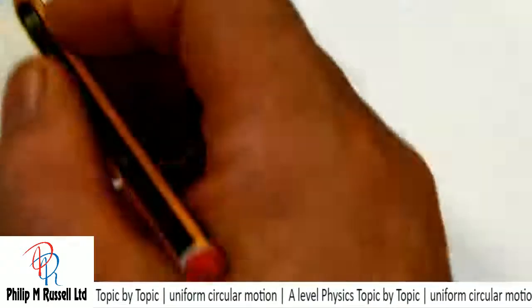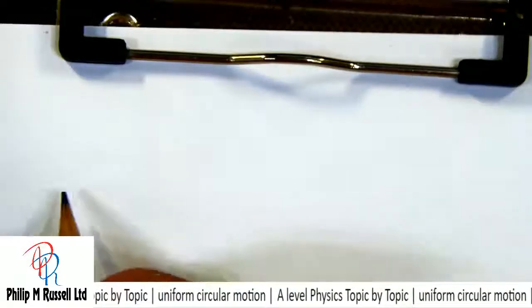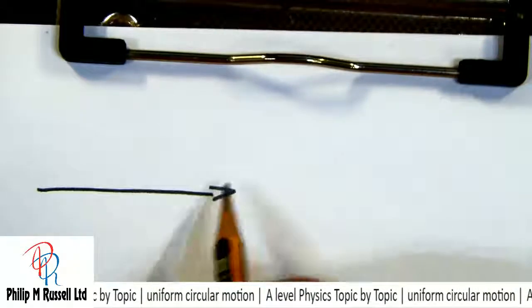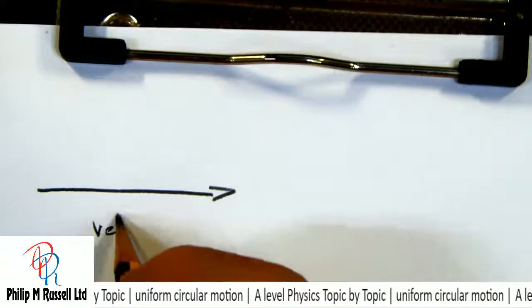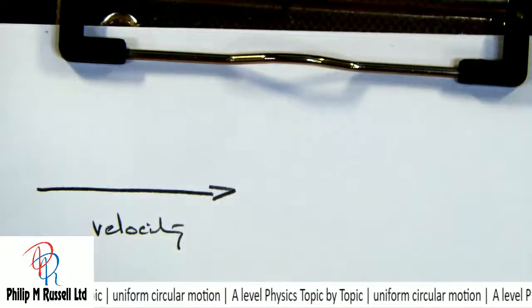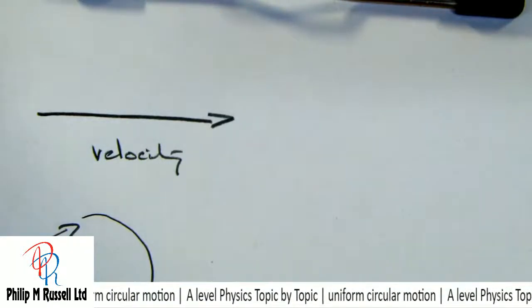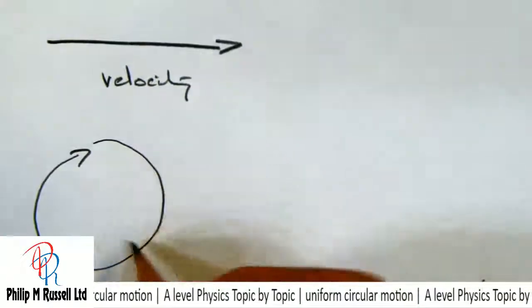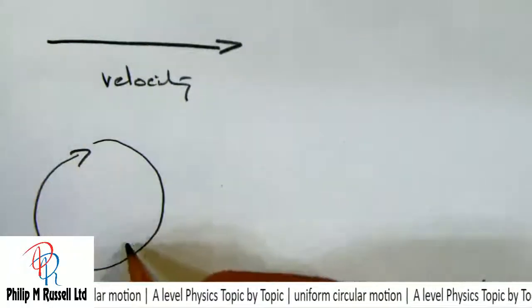Now, what I've got is a simple idea of an object moving in a straight line, and that's easy. We know that we'll call the velocity. It's in a straight line, it's going in a particular direction. But what happens when we get this object to go round in a circle? Yeah, I managed to put my circle templates down, so we'll do it the hard way. So we've got here going in a circle.